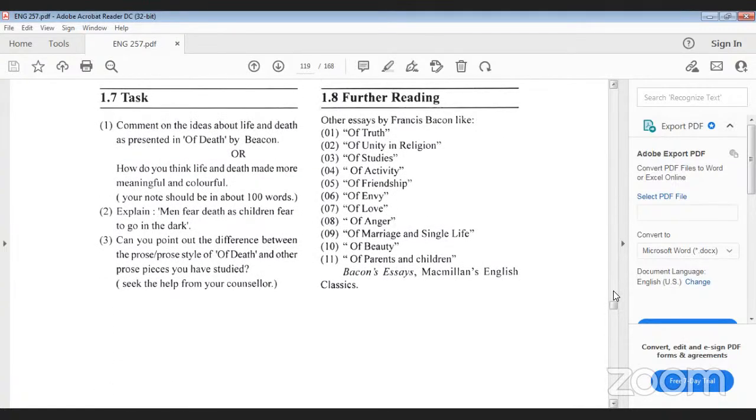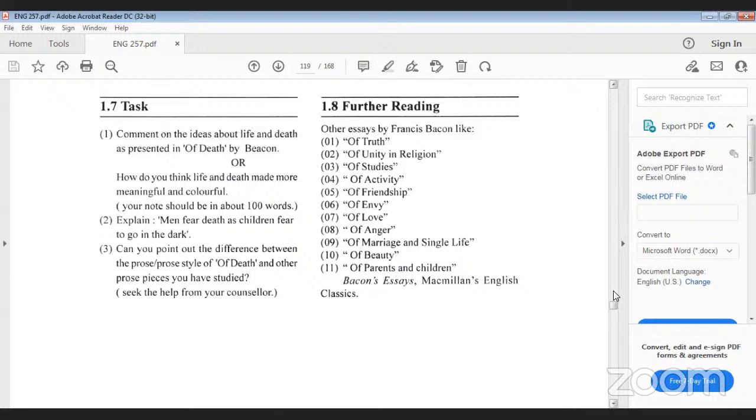There are further readings they have given, other essays of Francis Bacon, like some good books. You can get John Bacon's Essays, Macmillan's English Classics. You can buy these books in the bazaar, where these lessons and questions are there: of truth, of unity in religion, of studies, of activity, of friendship, of envy, of love, of anger, of marriage and single life, of beauty, of parents and children. Okay, so this is a task they have given. You can go through those tasks and do the work.